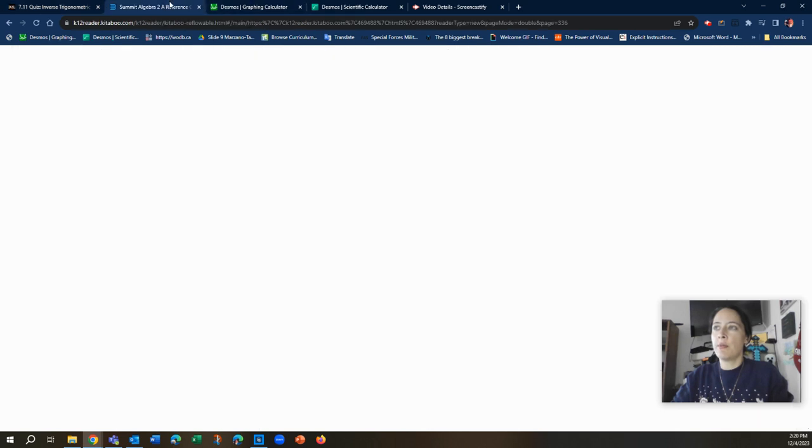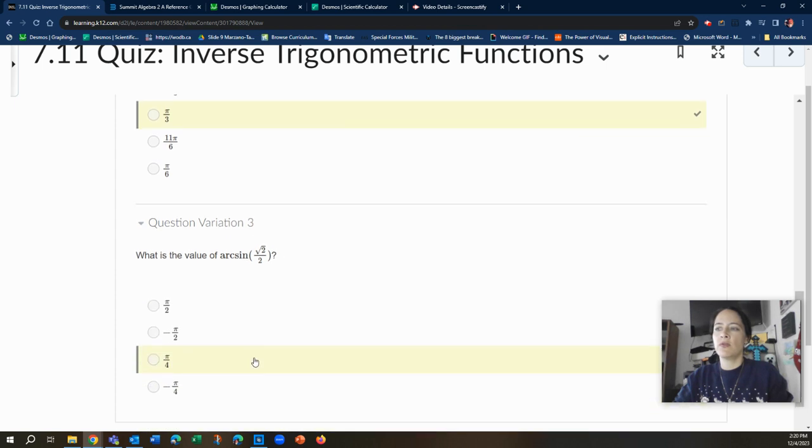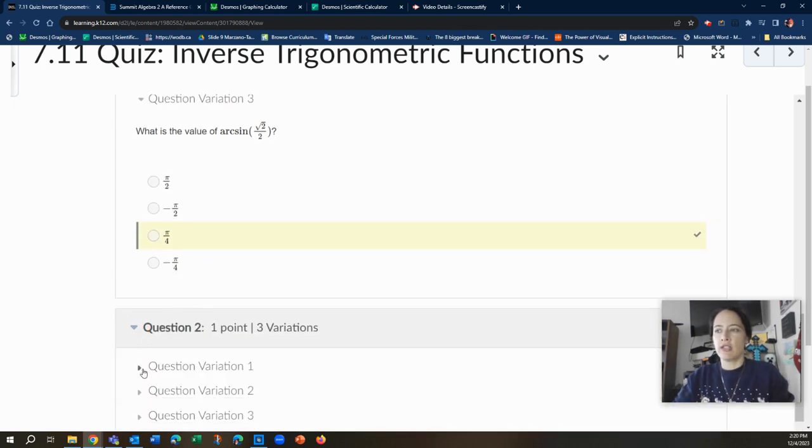Okay, we'll do the last one. Root 2 over 2, we come back. Root 2 over 2, so it's pi over 4. If I went too fast, go ahead and try it yourself.